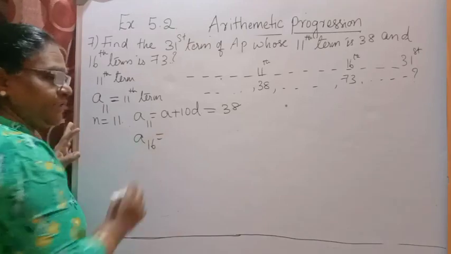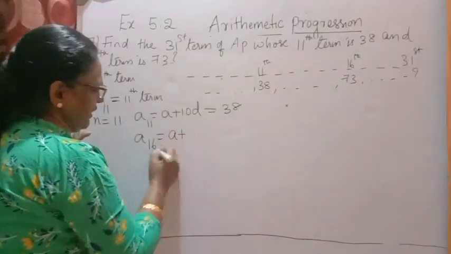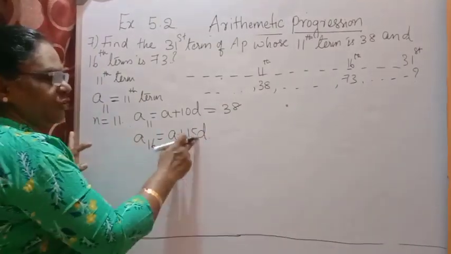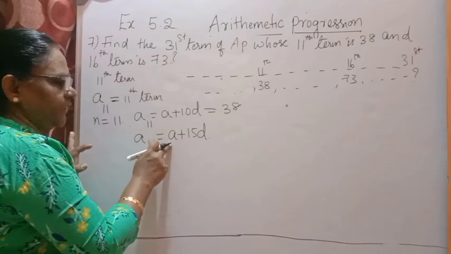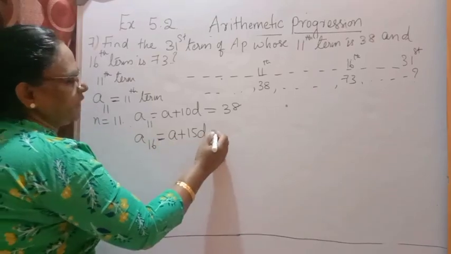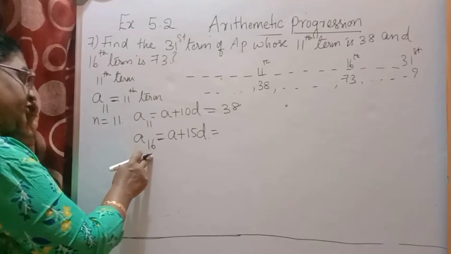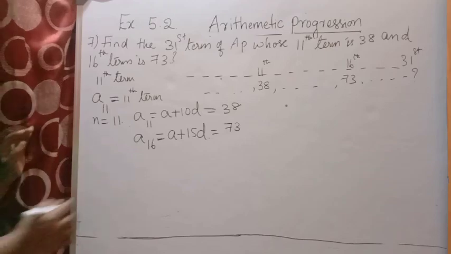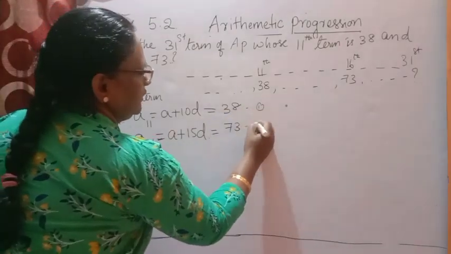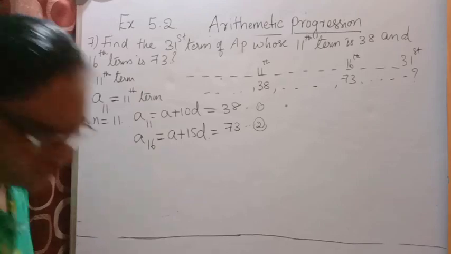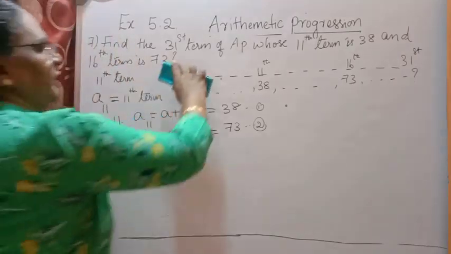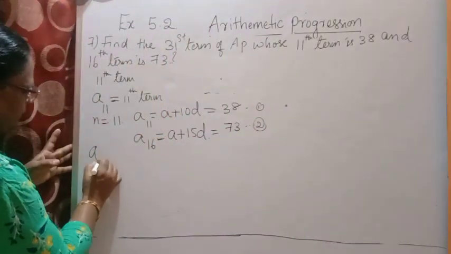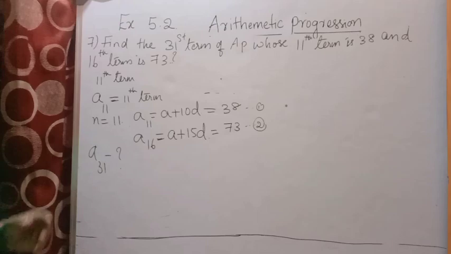A16, the 16th term, means A plus 15D. Is it not? Whatever the number is, reduce it by 1 and take that many D, because one term is already counted. So that will be the expanded form of the 16th term. A16 is A plus 15D. That value is also given. So now this is one equation. This is the second equation. You have to solve these two equations to get the value of A and D. It's very simple. After finding that, you have to find A31 is equal to question mark.